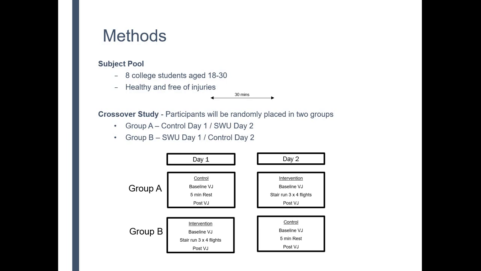And then here I show that I'm going to do a crossover study, and then I describe what's going to happen on the different days. And here I'm showing how I'm going to deal with the learning effect and practice effect by doing this crossover type pattern, so that everybody gets the same stimuli but in a different order, so that there's no practice effect of learning how to do a vertical jump better.